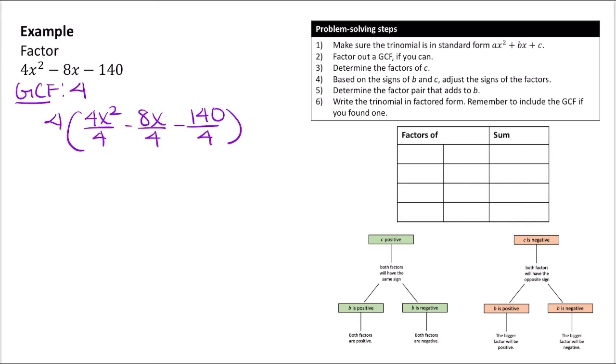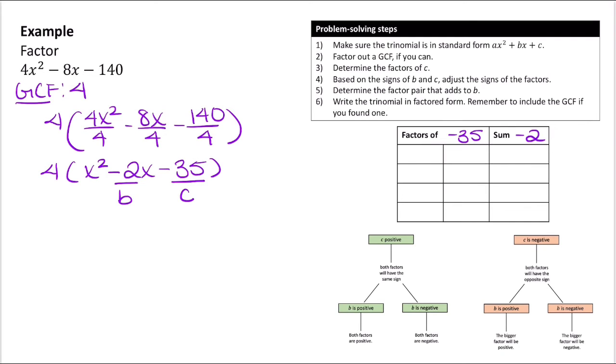Okay, so if I divide that out, I have 4 times x squared, because 4x squared over 4 is x squared, minus 8x over 4 is going to be minus 2x, and then minus 140 over 4 is going to be 35. Okay, so my value of b is negative 2. My value of c is minus 35. So I need factors of negative 35 that are going to add up to negative 2.